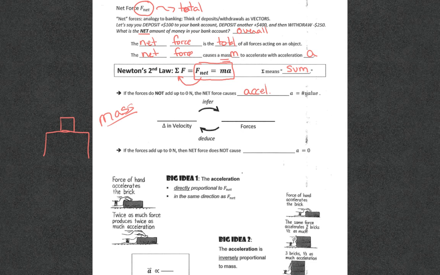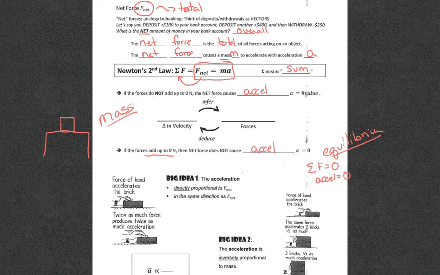On the other hand, what if the forces add up to zero? Then the net force does not cause acceleration. And we call that an equilibrium. An equilibrium is nothing more than when the sum of the forces equals zero. Therefore, the acceleration will also equal zero.